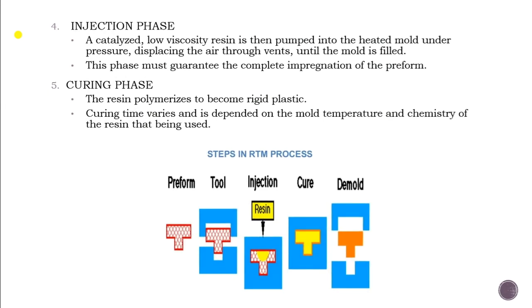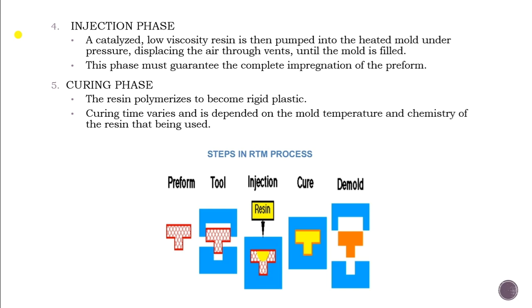For the fourth step, it is called the injection phase. A catalyzed low viscosity resin is then pumped into the heated mold under pressure, displacing the air through vents until the mold is filled. So this phase must guarantee the complete impregnation of the preform.